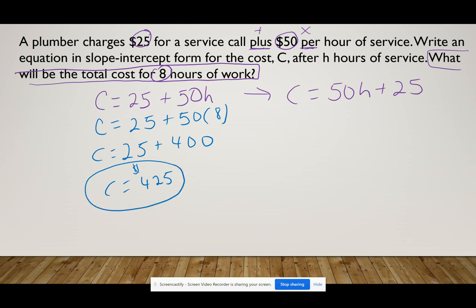Okay, and that's all you need to do for that one. So make sure you use your cube strategy, circle your numbers, underline keywords and information, box your question, write your equation, and solve.